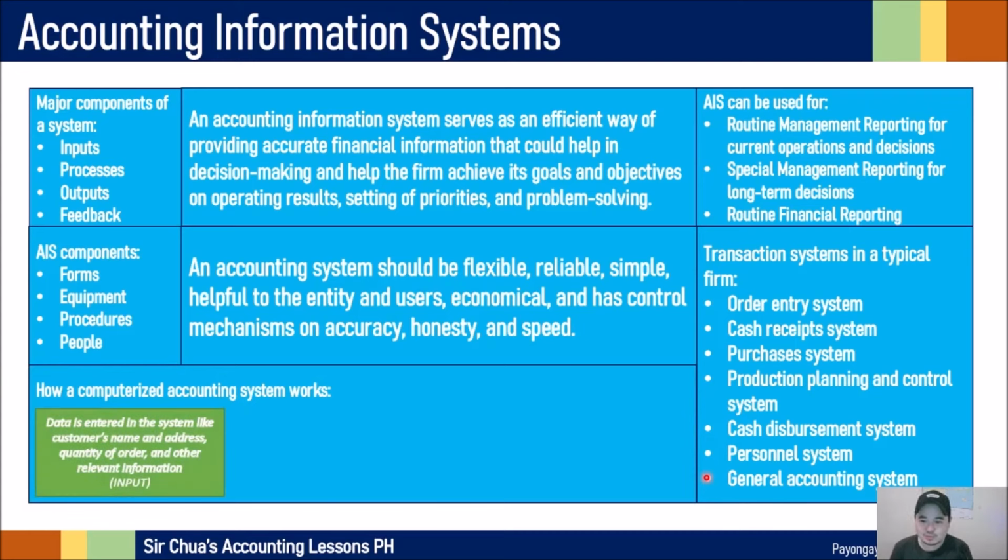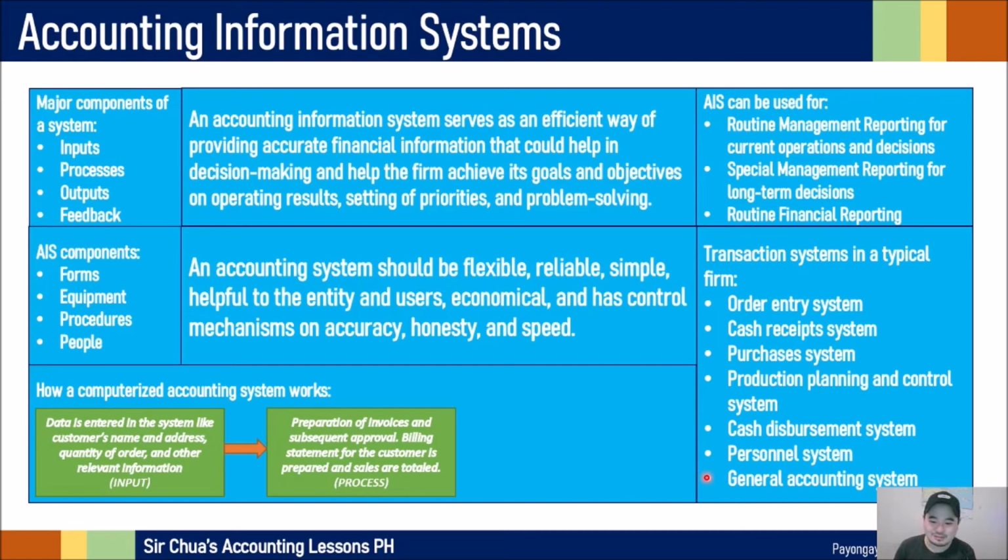Now, for inputs, nagkakaroon po ng entering ng customer name, address, yung order niya, kung ilan, basically those stuffs, no? After you have input those information, what happens is the processing, okay? The invoices are being prepared, the invoices are approved, you send the billing statements to the customers, there is an event inside the computer that computes for the sales, computes for the accounts receivable. So that's the process. Iluluwa niya ngayon sa'yo ng system yung mismong output na ine-expect mo.